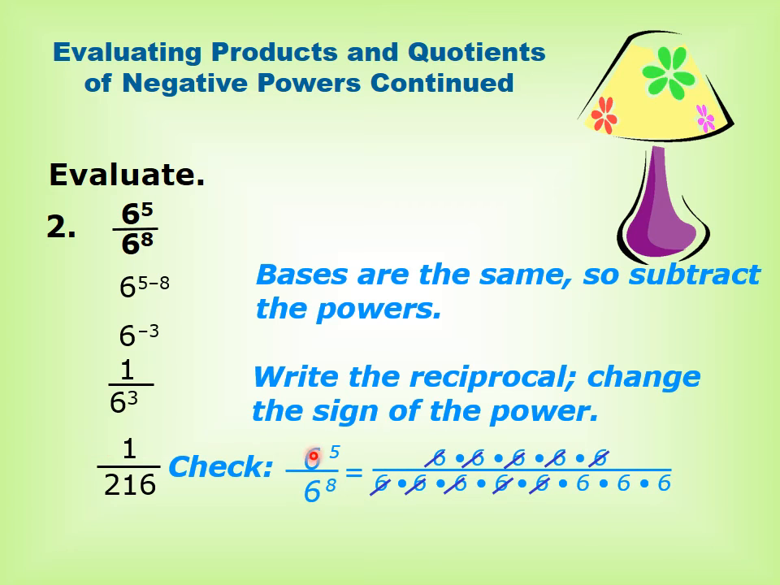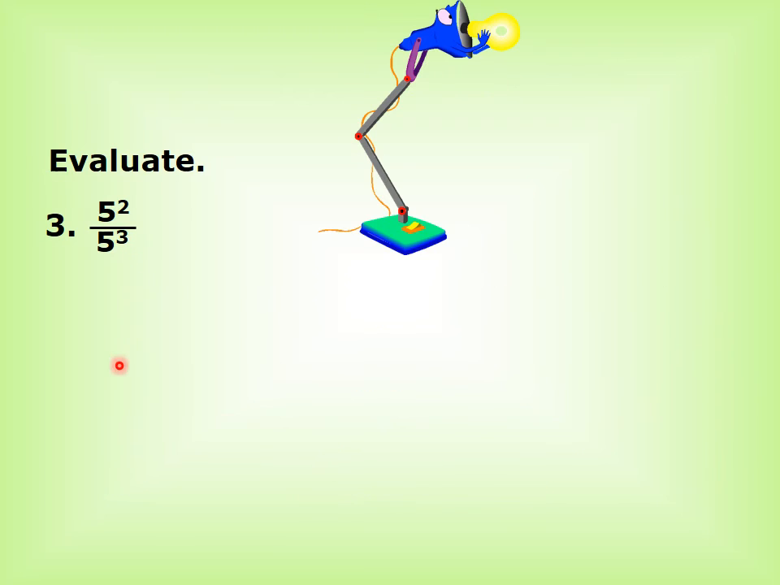Let's check. 6 power 5 over 6 power 8 equals 6 multiplied by itself 5 times, over 6 multiplied by itself 8 times, cross 5 6's and 5 6's, the answer is 1 over 216.